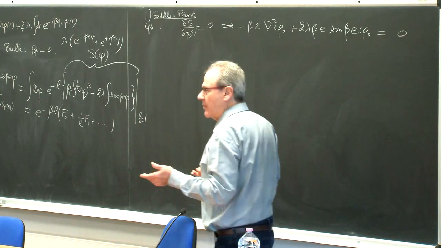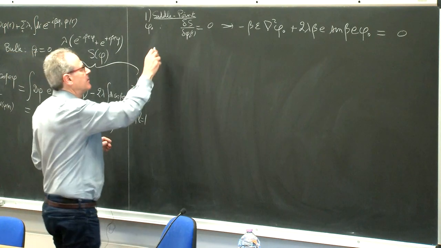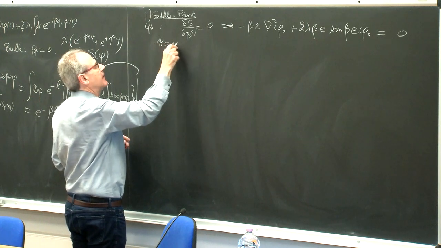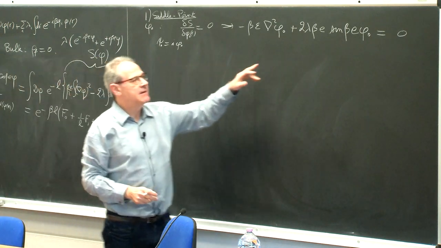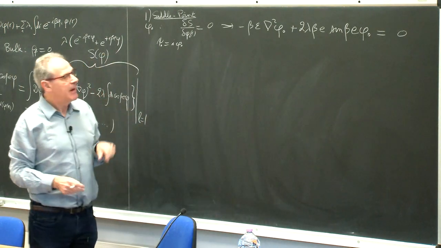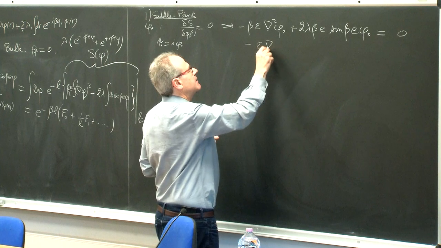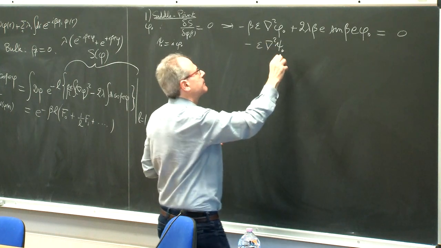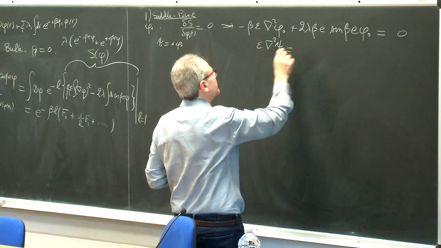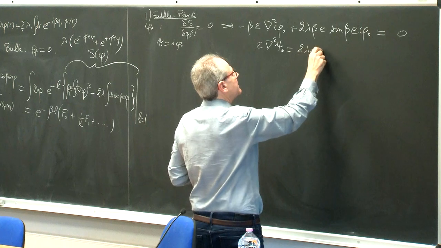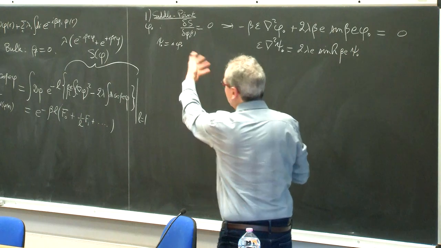And as you remember, the real electrostatic potential is psi zero equals i phi zero. So in terms of psi zero, if you replace phi zero by minus i psi zero, you get the equation: minus epsilon Laplacian psi zero equals two lambda e sinh beta e psi zero. Right, this is just a trivial thing.